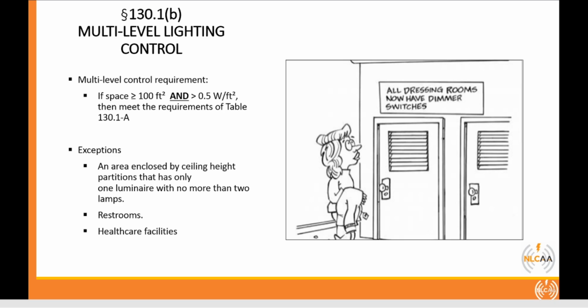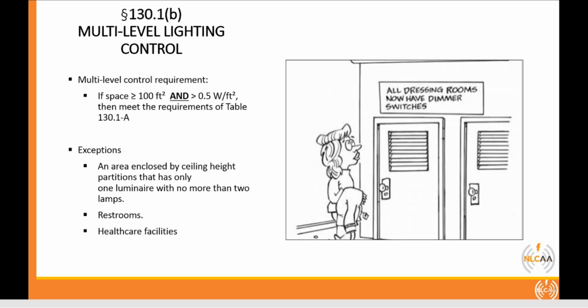Well, if the space that I'm working on is equal to or over 100 square foot, and it's over 0.5 watts per square foot. So "and" is bolded and underlined. These two must be true, then you know you must have dimmable lights, or lights that meet this multi-level lighting control requirement. And how do you know what that means? If you have triggered it, you have to refer to table 130.1(a), which we will, I believe, in the next slide.